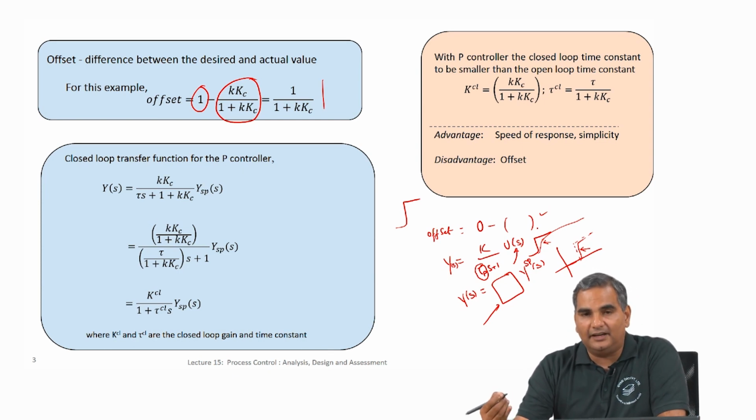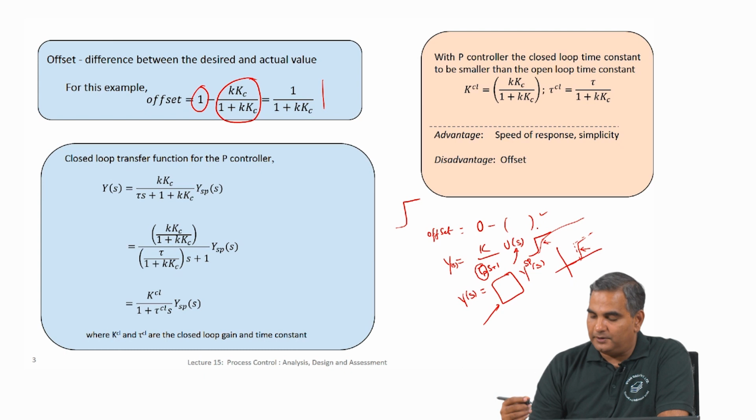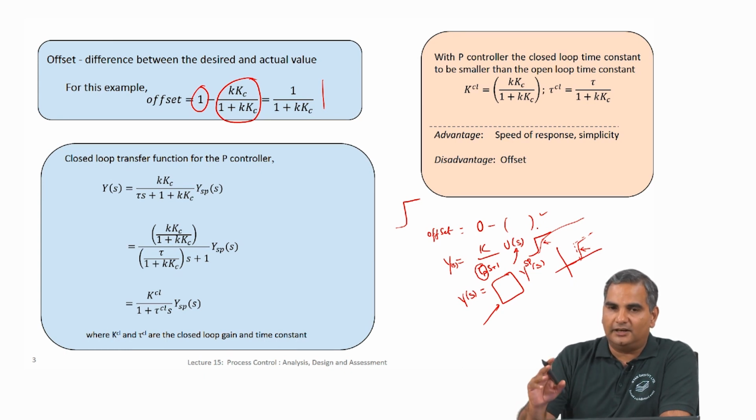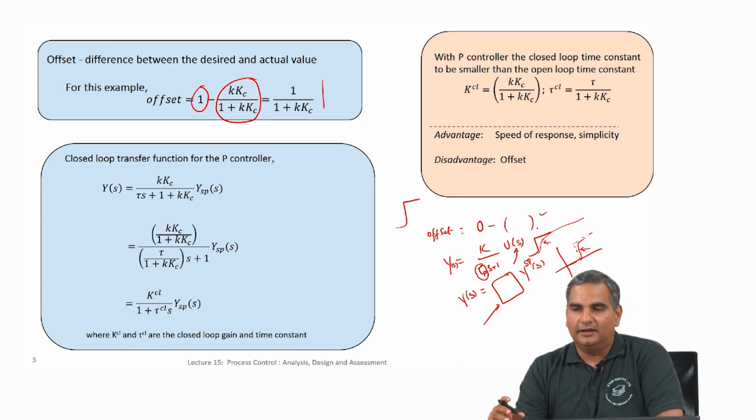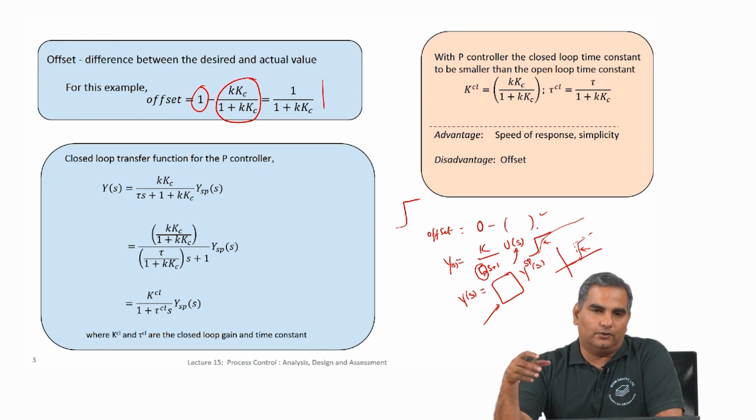So because I am designing a controller, can I design my controller in such a way that this closed loop time constant is very small? That means whenever there is a step change, it happens quickly. An analogy that I would give you is, remember the bike example we talked about. Let us say you are going at 30 kilometers per hour, you want to increase to 50 kilometers per hour.